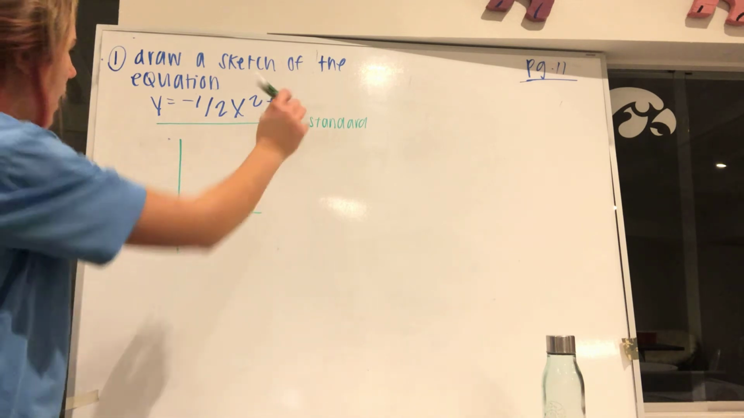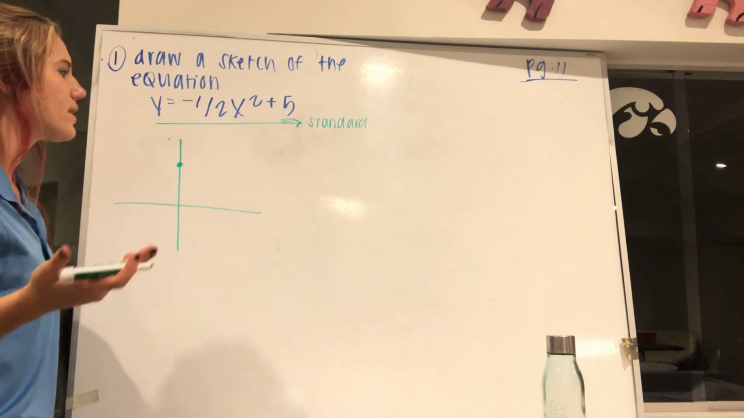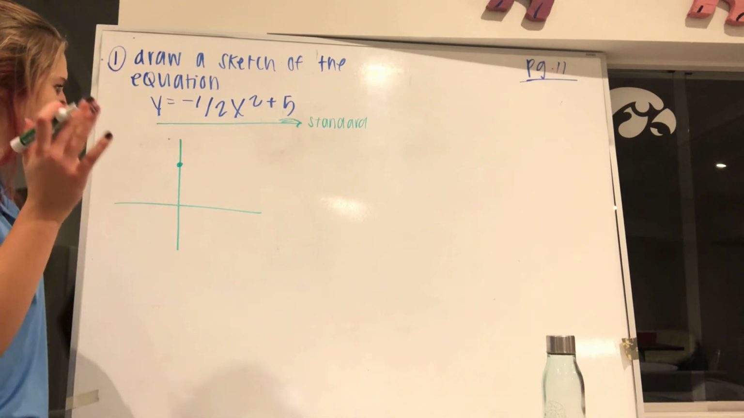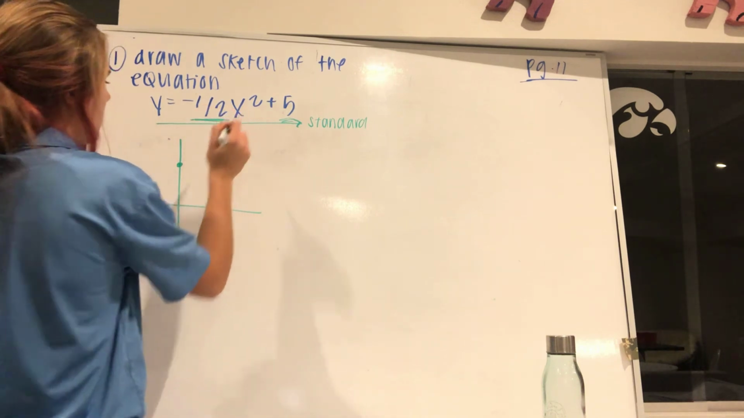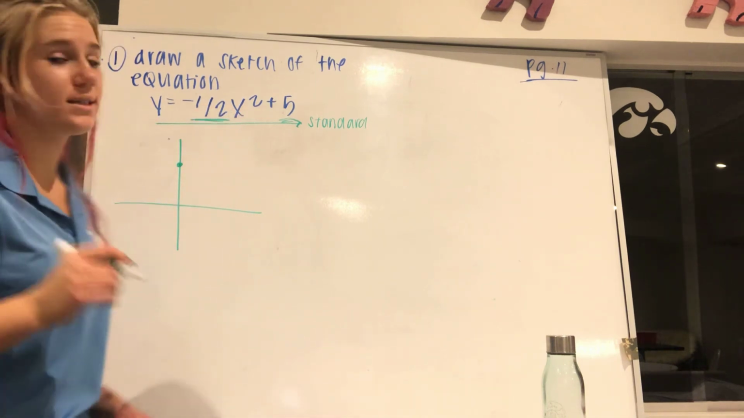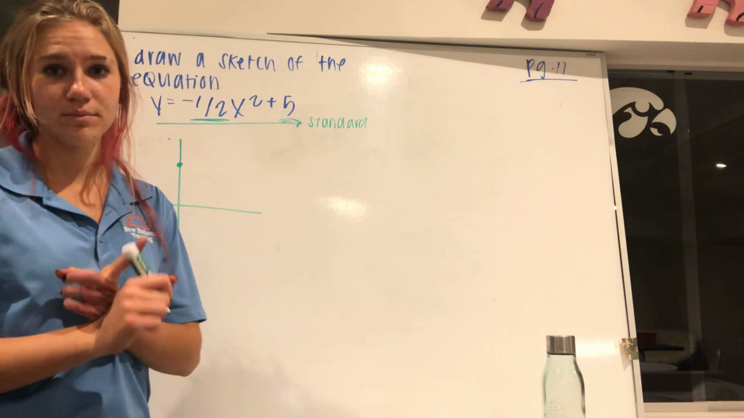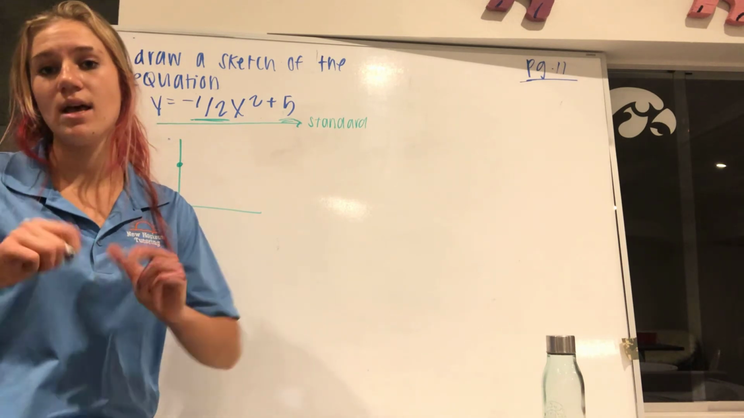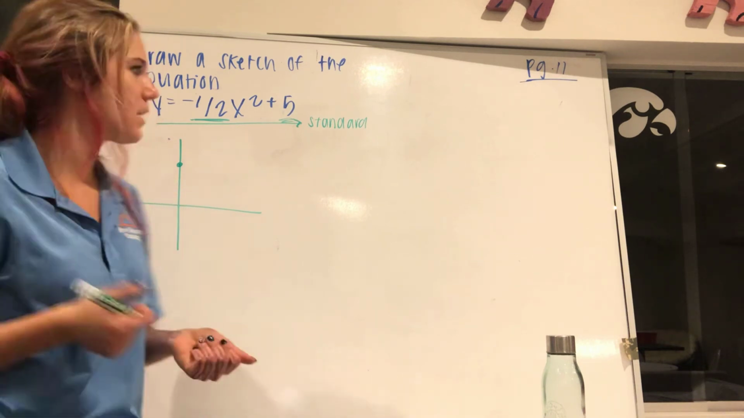So we have that plus 5 here, so I'm going to say this is roughly where 5 is on my y-axis. Next thing I'm going to do is look at my coefficient of my x squared term, because again, 2 different things that's going to tell you is the concavity, whether it's concave up or concave down, and whether it's vertically compressed or vertically stretched.